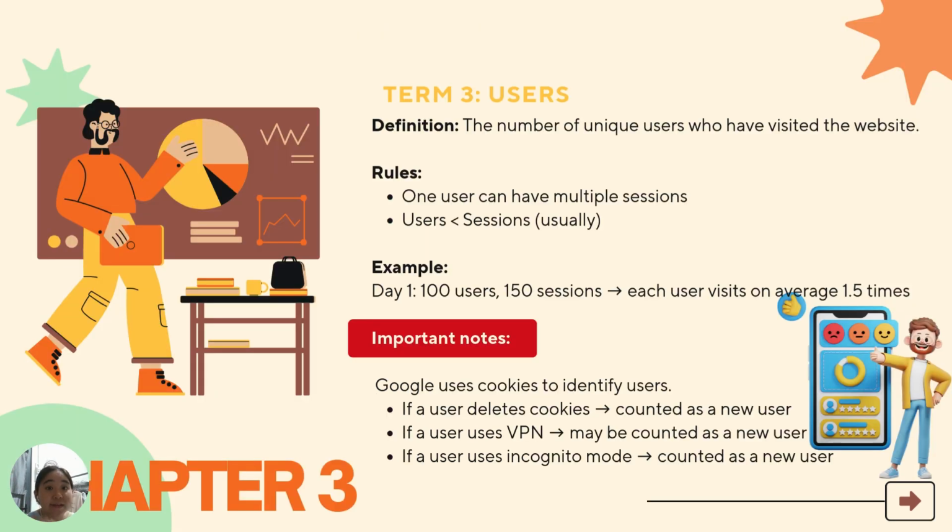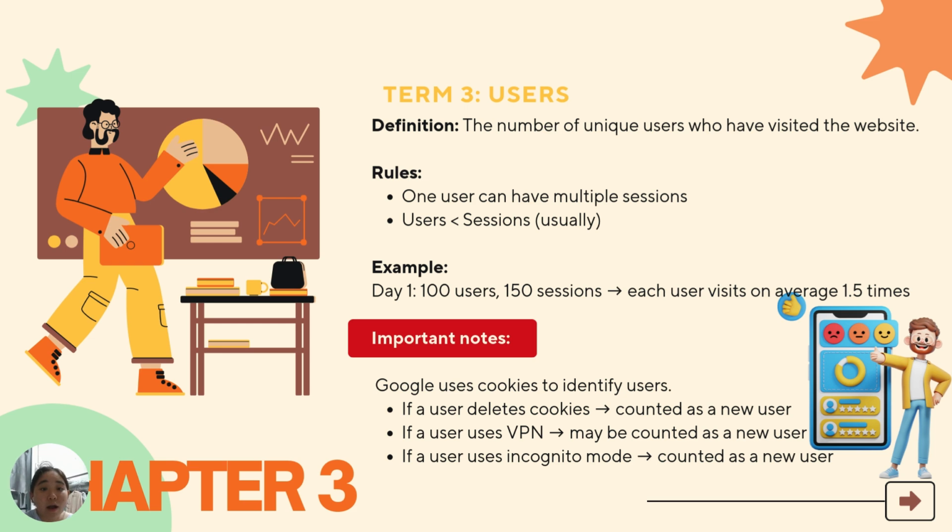Term 3 is users. The definition of users is the number of unique users who have visited the website. And the rule is one user can have multiple sessions, and the number of users is usually less than the sessions. For example, day one, 100 users, 150 sessions, and each user visits on average 1.5 times.